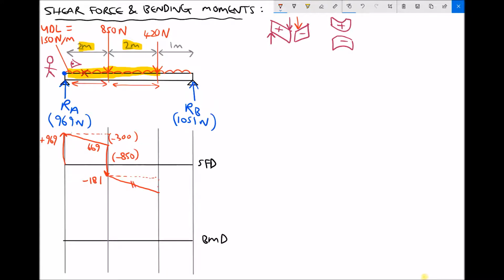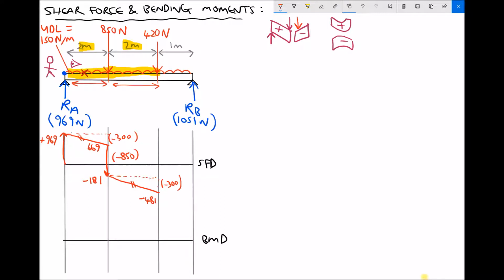This line that I've just drawn and the other sloped line for the other section of UDL should be parallel because the value of the UDLs is the same. So I've come down a further 300. Well, minus 181, which I still have in my calculator, minus 300 is minus 481.